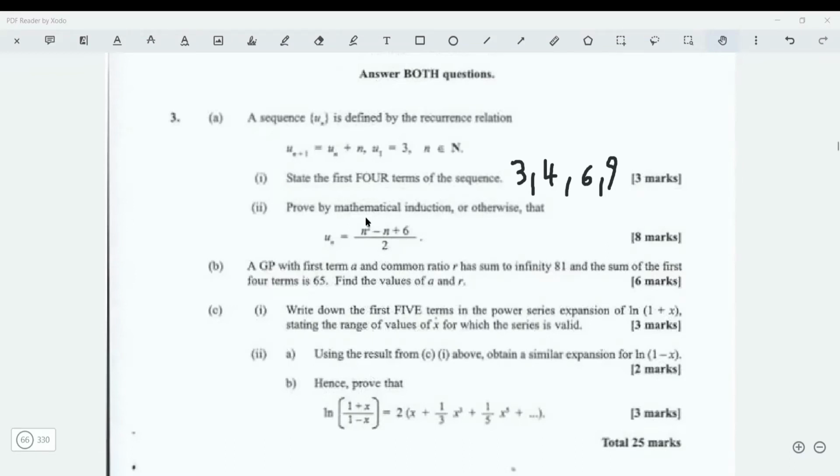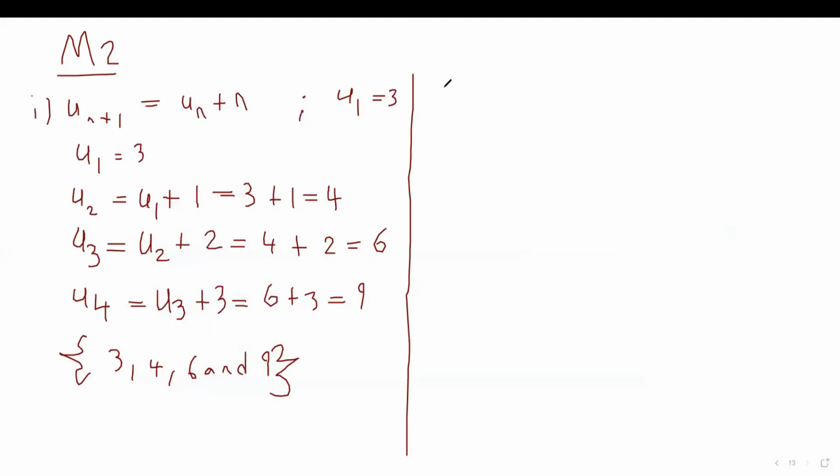But let's continue. It says, prove this by induction now. Un is (n squared minus n plus 6) over 2. So we need to prove that Un is equal to (n squared minus n plus 6) over 2. All right, we need to prove this. So to prove this now, Marika, let's do it in black first.